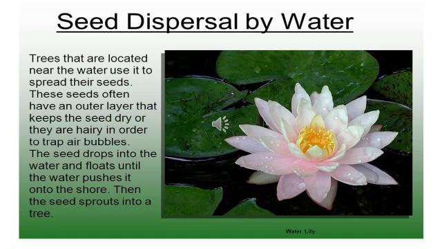So from this paragraph, it is very obvious that the seeds which are dispersed by the water are also light in weight. They are also having a hairy structure, hairs on the body so that they can trap the air bubbles, and their outer layer is very often thick so that they can keep the seed dry for a longer period of time.